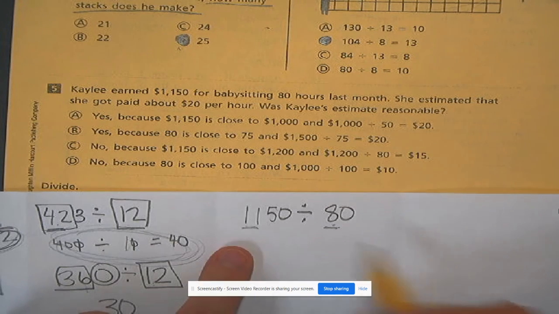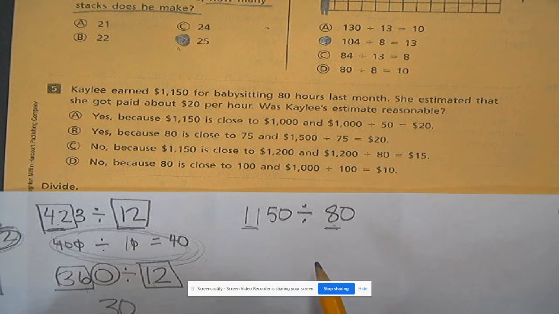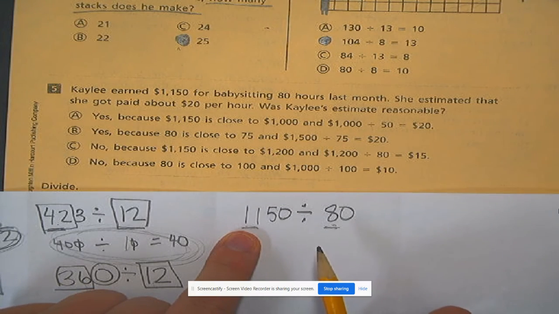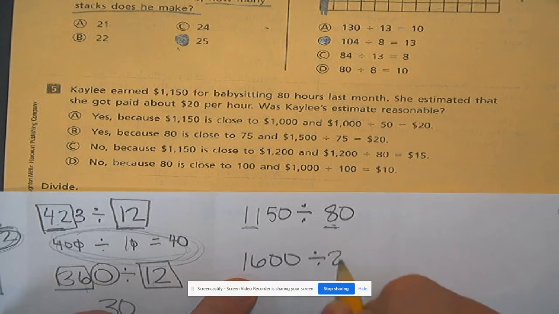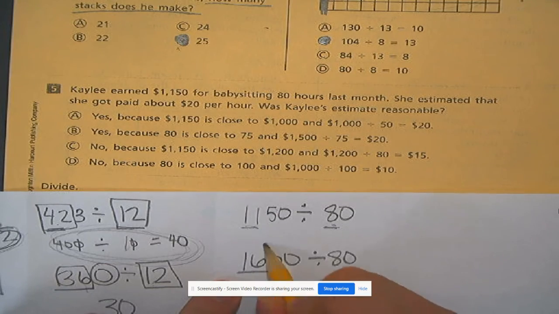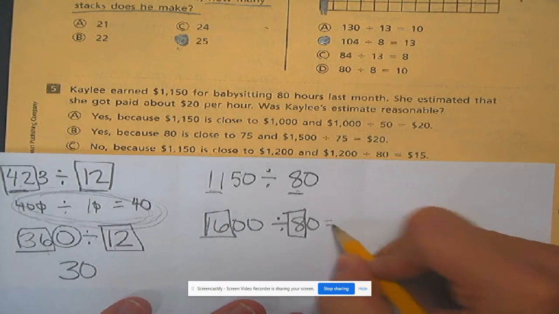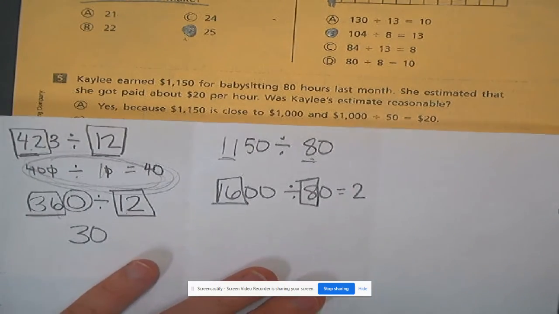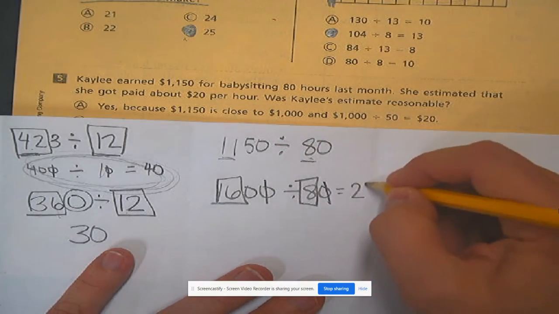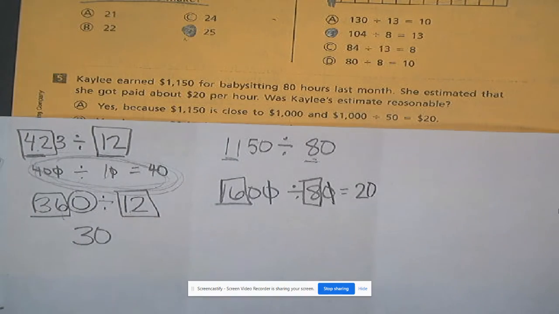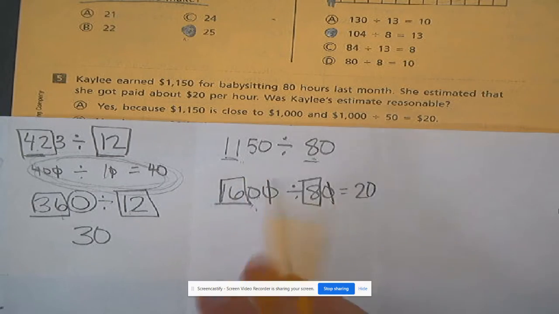Can 10 be divided by 8? No, 10 can't be divided by 8. 16 can be divided by 8. So we could do 1,600 divided by 80, right? Then what do I do? Non-zero digits, 16 divided by 8 equals 2. Then what do I have to do? I'm dividing. Divide out a 10 on each. So if we estimated, but that's estimating what? We estimated up, right?